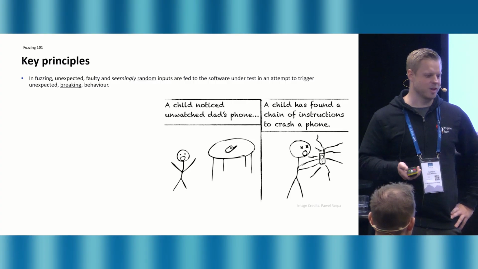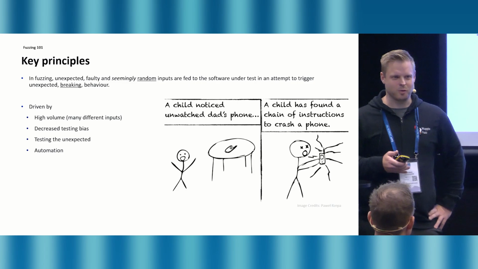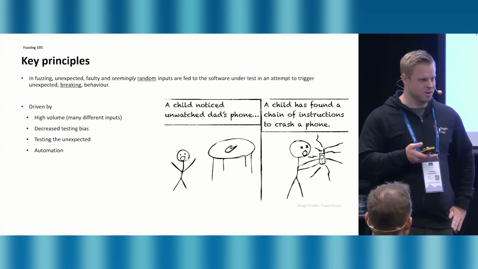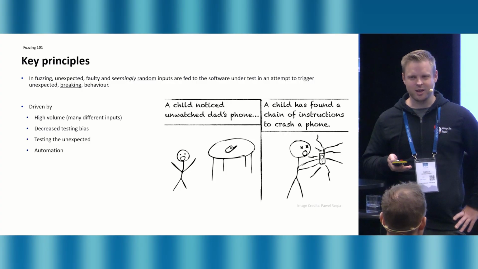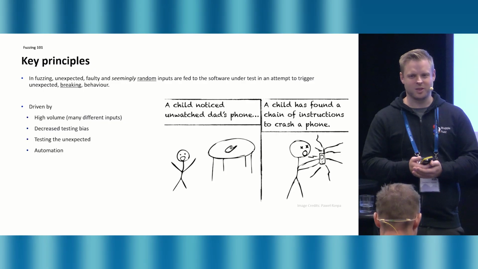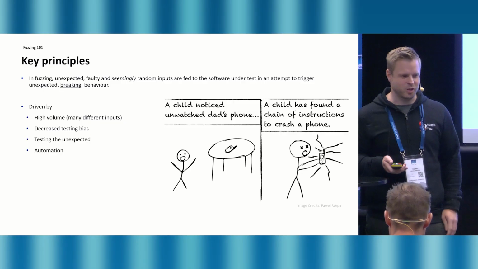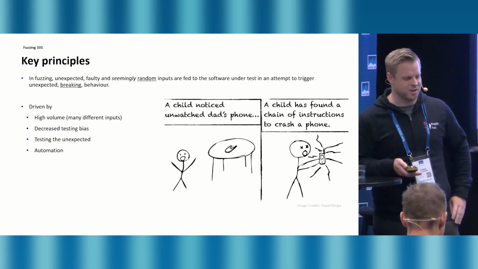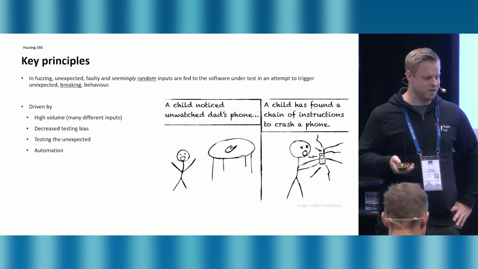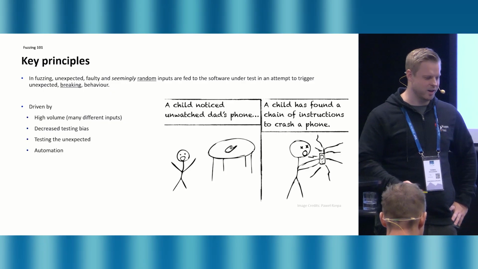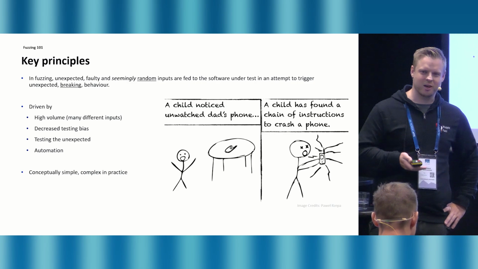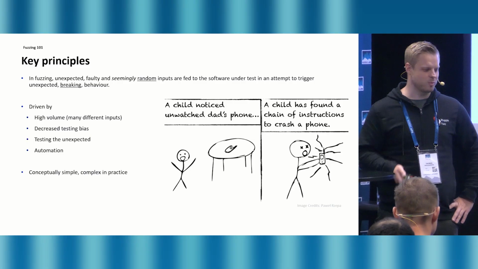Well, a fuzzer follows a similar principle. It's driven by trying a lot of random stuff, so you want a high volume of inputs to be sent to your application. The nice benefit you get is you decrease your testing bias. As a developer, it's very easy to write tests that follow a certain happy flow. You might think of some tests that also follow the not so happy flow, but it's quite hard to test the things you don't expect for the simple reason that you don't expect them. A fuzzer doesn't take this into account, so they also test the unexpected, and they can be fully automated, which is also a very nice aspect. I would say conceptually, fuzzing is very simple. It's rather complex to do it in practice, which we'll also see in the rest of the presentation.